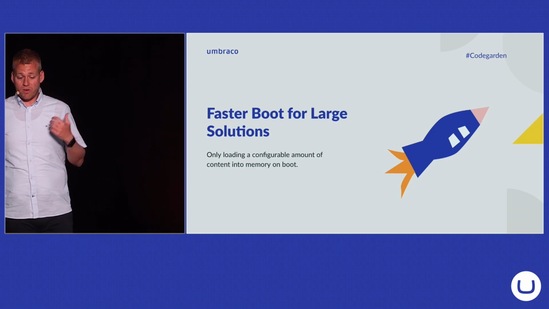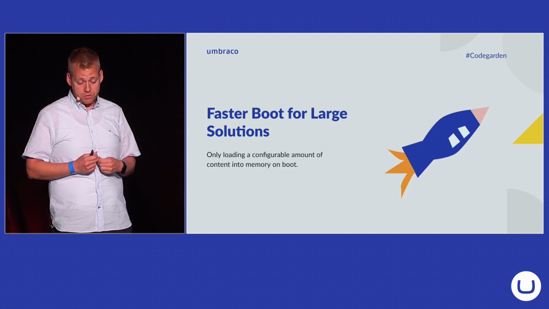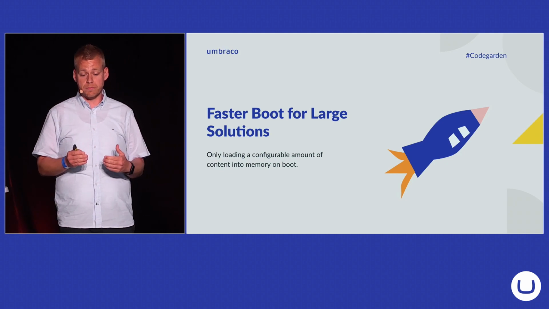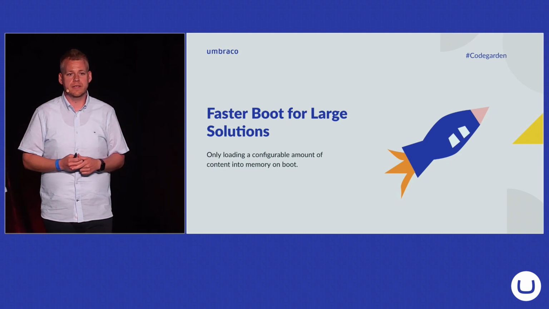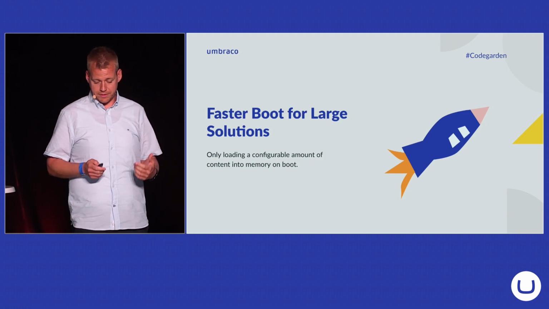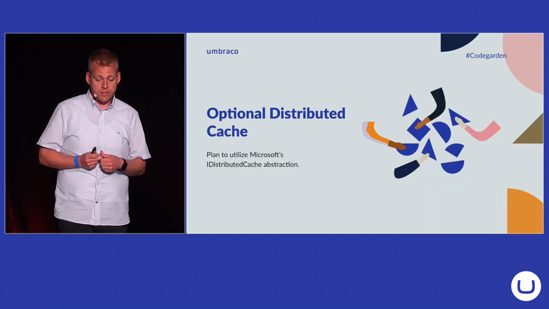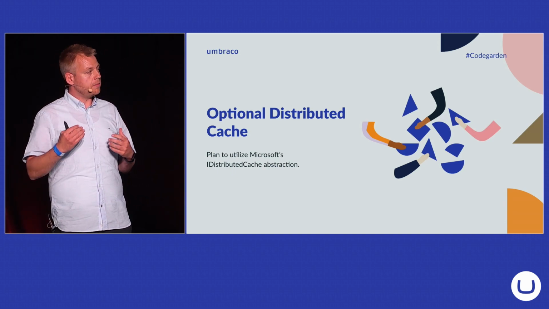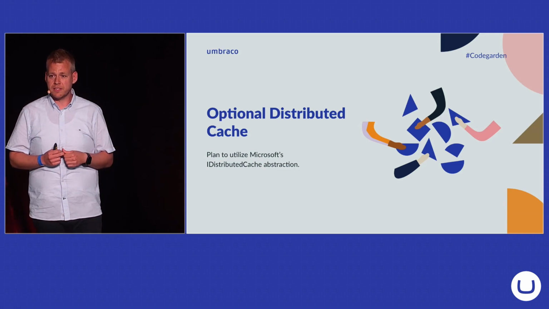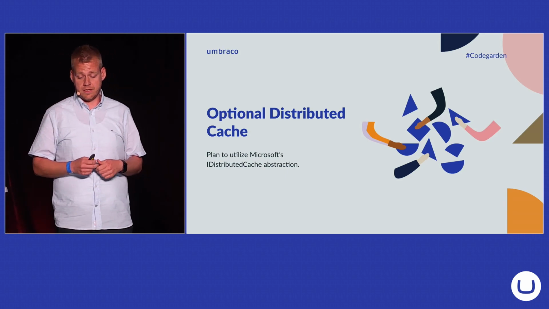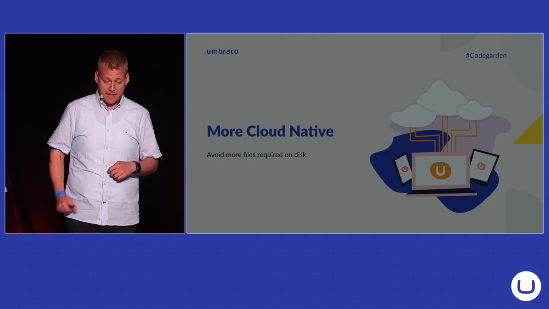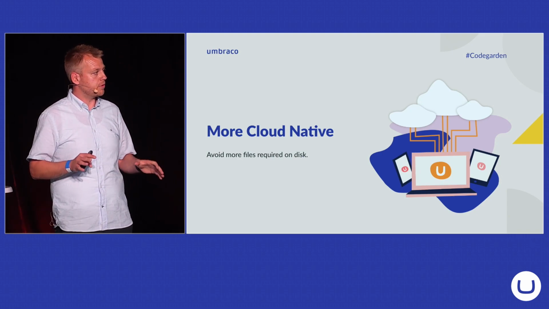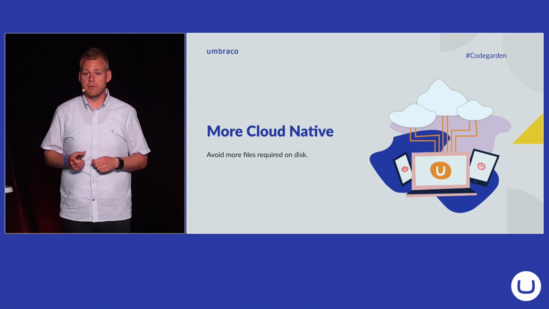We also work on a feature we call lazy loaded content, and this will lead to faster boots, especially for the larger solutions. We plan to make it configurable what content to be loaded on boot, and of course make it replaceable so you can make your own load routine. We also plan to utilize Microsoft's abstractions for distributed caching and make it an optional second-level cache. We expect this to have quite an impact on large sites and load-balanced sites. And all these things also allow us to remove some of the files that today is required on the local disk and thereby become even more cloud-native.